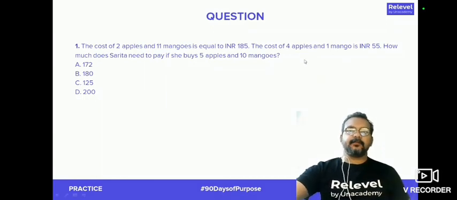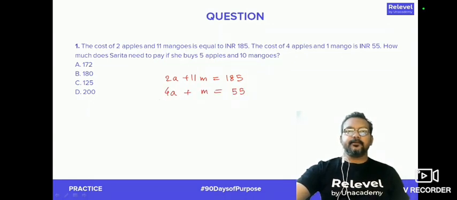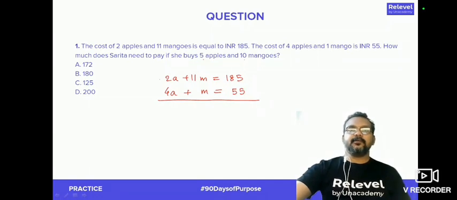Question number 1. Here it says that the cost of 2 apples and 11 mangoes is equal to 185. So the equation will become 2a plus 11m equal to 185. 4 apples and 1 mango, so 4a plus m will be 55. So we need to figure out for 5 apples and 10 mangoes. So we need to solve for these two.